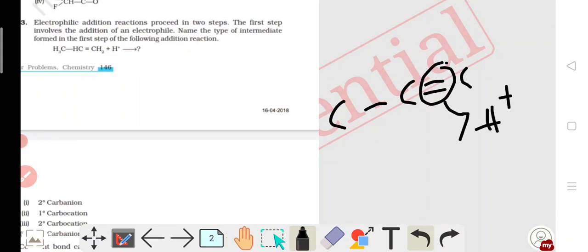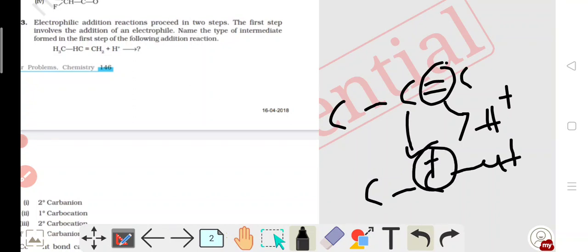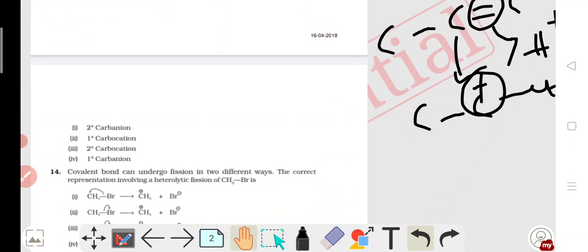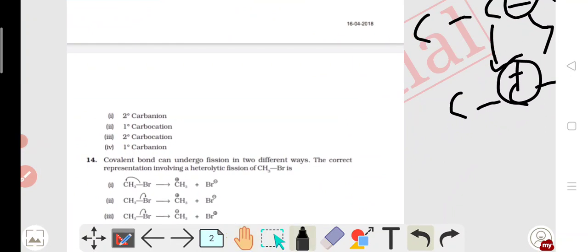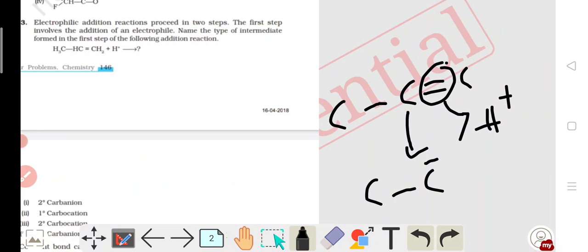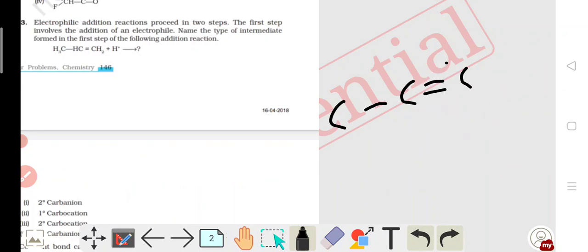Now this H plus is attached in such a manner that it forms a stable intermediate. That means H plus is attached, forming C plus CH, that means it is a second degree carbocation. So my correct option is the second degree carbocation, option third. Then comes question number 14.